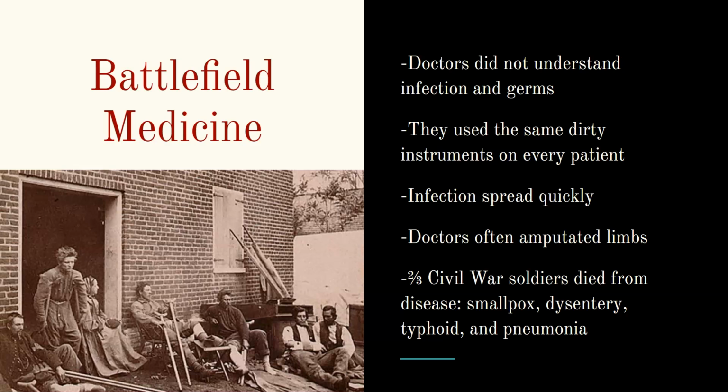Smallpox, dysentery, typhoid, and pneumonia are the top four things that Civil War soldiers died from. Dysentery and typhoid both come from drinking dirty water. It's really unfortunate how many people died of things that are kind of easily preventable, but people just didn't know any different yet. Go ahead and pause here to finish the notes on this slide.